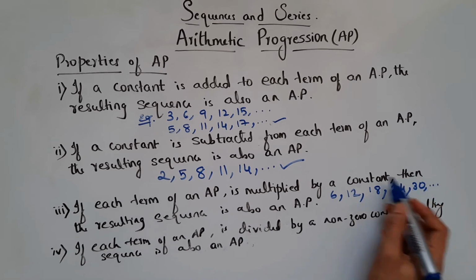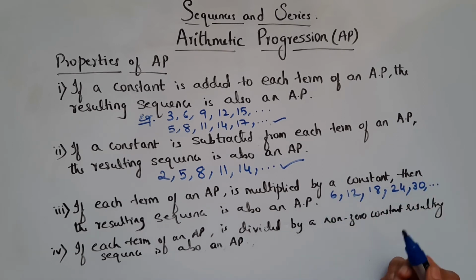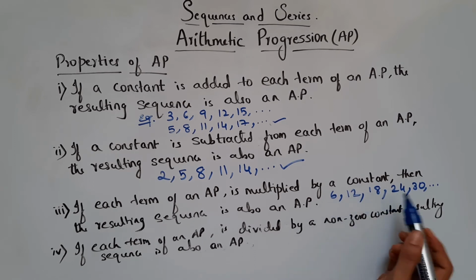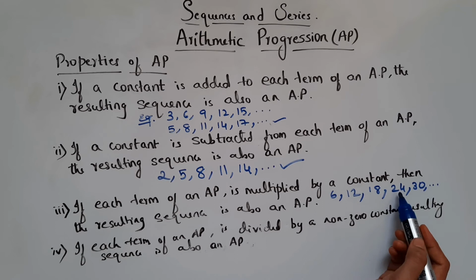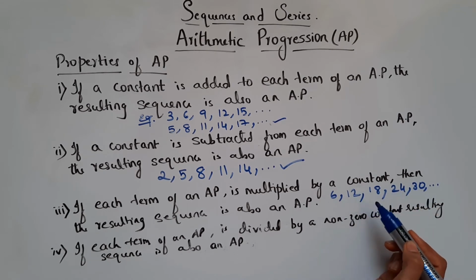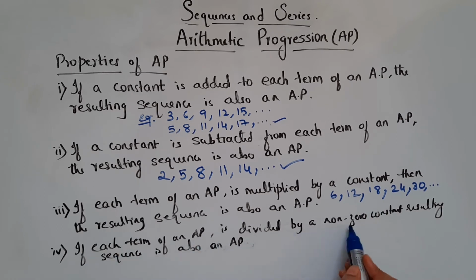So what we got is also in AP. So 12 minus 6 is 6, 18 minus 12 is 6, 24 minus 18 is 6, 30 minus 24 is also 6. So the resultant we get will also be in AP. If each term of an AP is divided by a non-zero constant, the resulting sequence is also an AP.